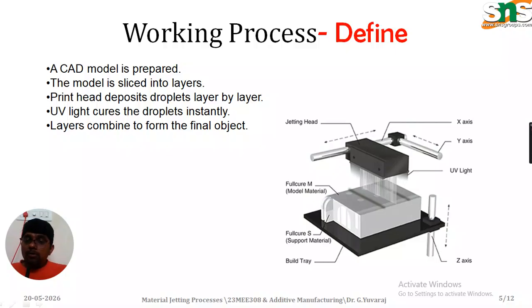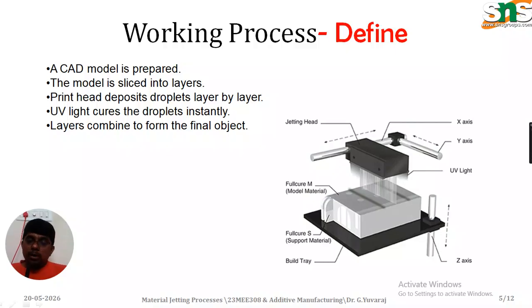This is how the UV light allows the droplets to cure instantly, making the layer structure fully cured, either the support material or the model material. Both materials move in two directions, the x-axis and the y-axis. But the movement in material jetting is made either through the build tray or in the z-axis. So the three different axes are clearly defined with respect to the working.